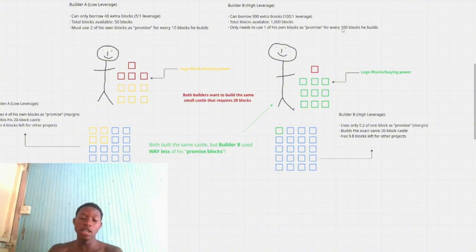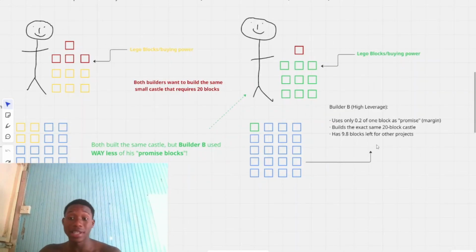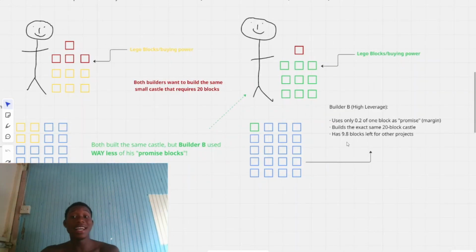So he only uses one Lego block as a promise to get 100 blocks from Diddy Combs, right? So he uses 0.2 of one block as a promise to build the same 20 block castle. He has 9.8 blocks left for other projects. That's the block he promised.